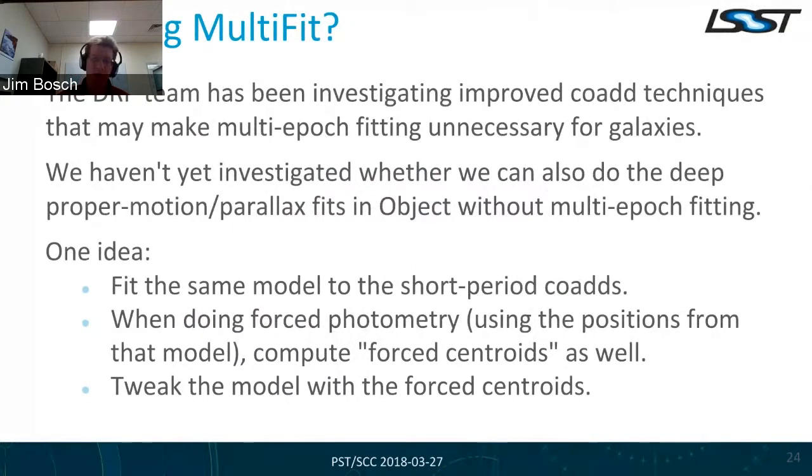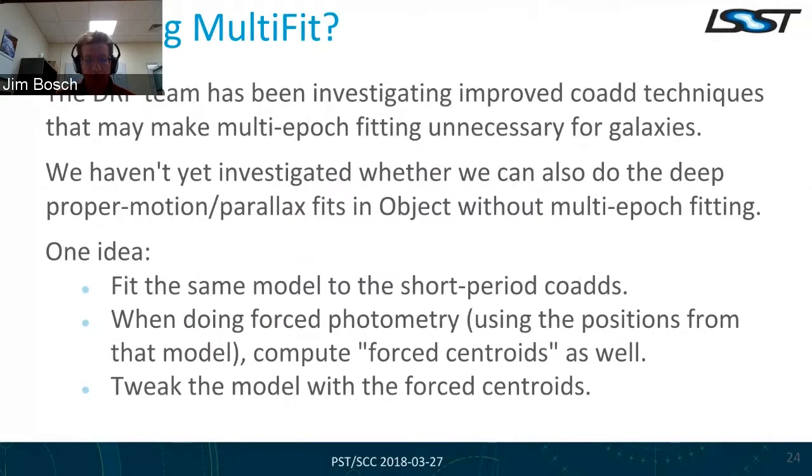Now, you might think that has nothing to do with astrometry, but if we get rid of multi-fit for galaxies, it would be highly desirable to be able to get rid of it for point sources as well, and that leaves us without a way to do what I just said was our best measurements of object proper motion and parallax. So we've thought about this a little bit, but we haven't really investigated this seriously. I'm not sure it's even fair to say we've thought about it very seriously.